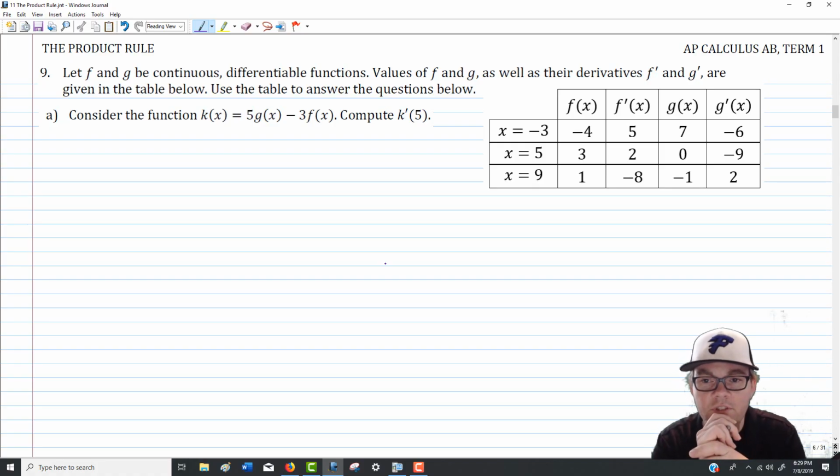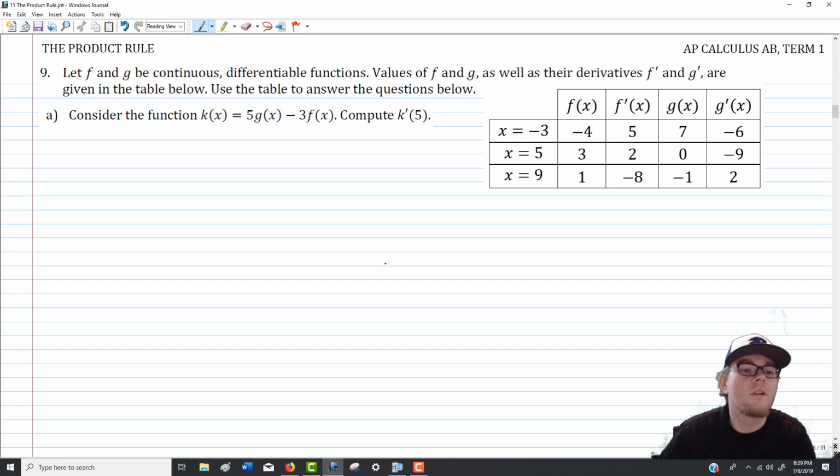Next, it says values of f and g, as well as their derivatives f prime and g prime, are given in the table below. Then it asks us to use the table to answer the questions below. So we're going to answer A through D here. The first question says, consider k of x equal to 5g of x minus 3f of x. Compute k prime of 5.